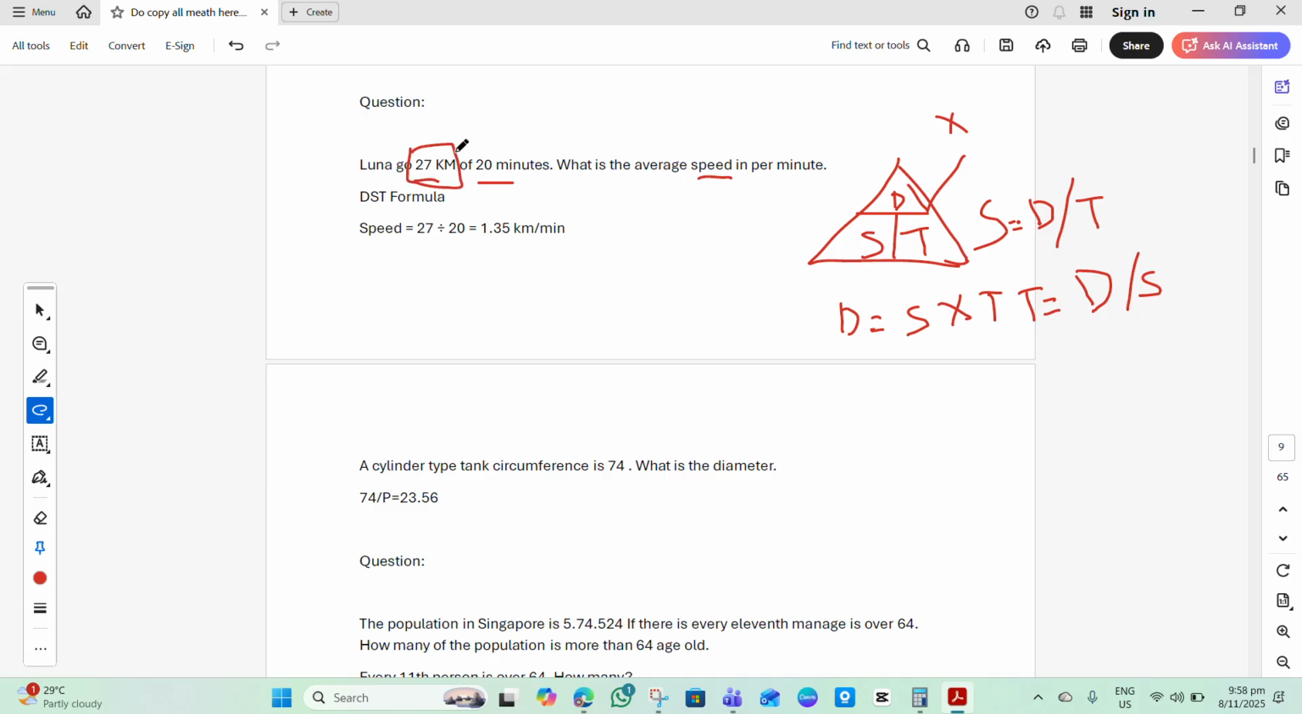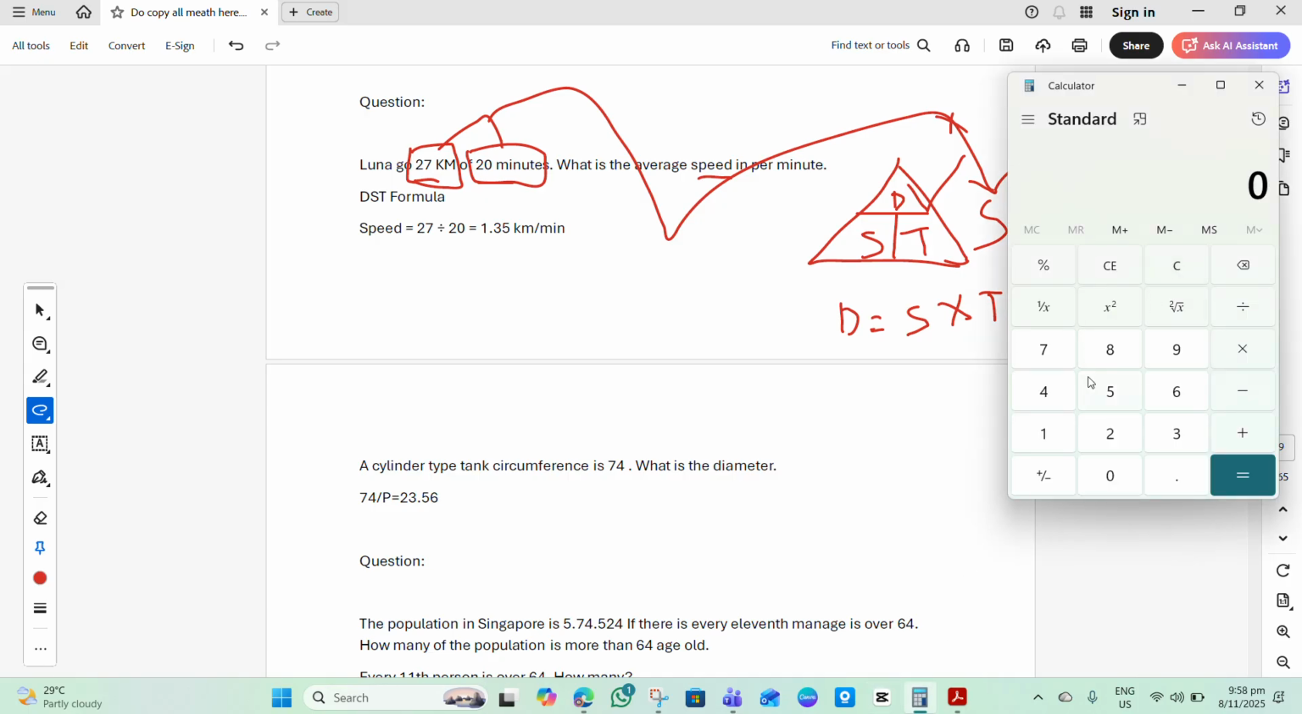Let me finish, you will understand better. Listen to the distance, then listen to the time. Based on my explanation, we divide it, right? So 27 divided by 20 is 1.3.